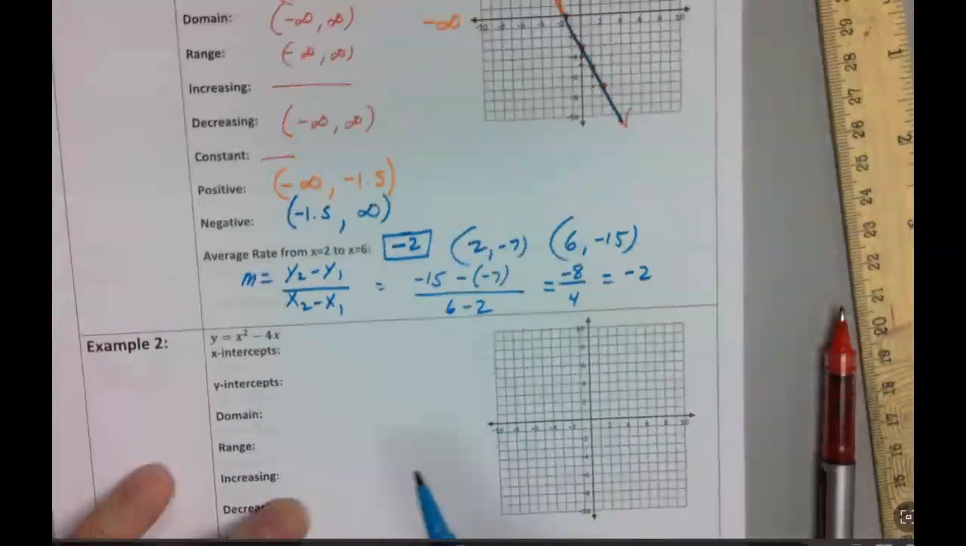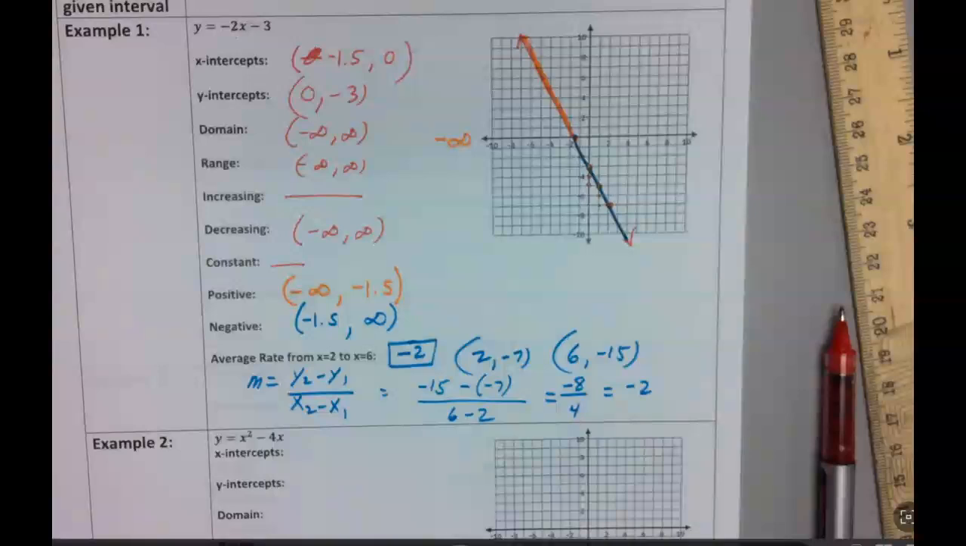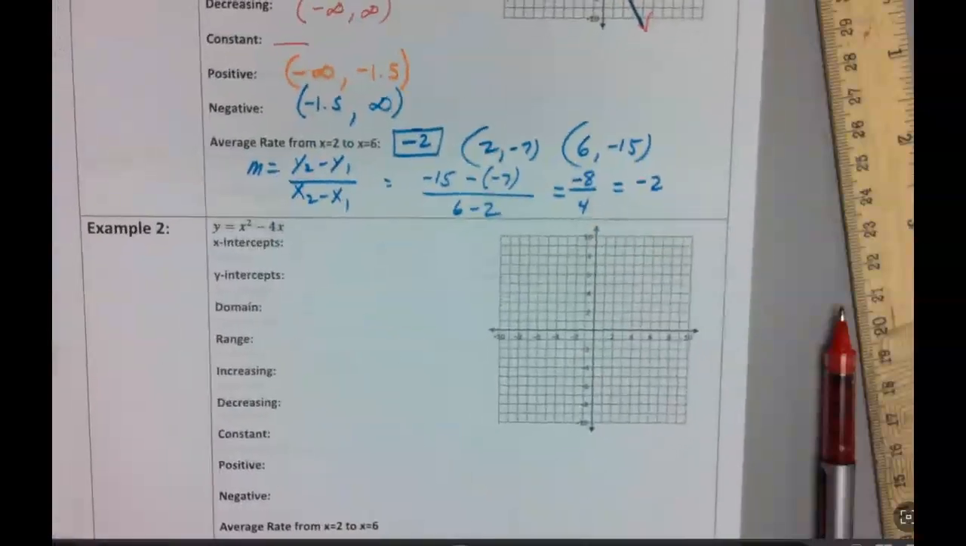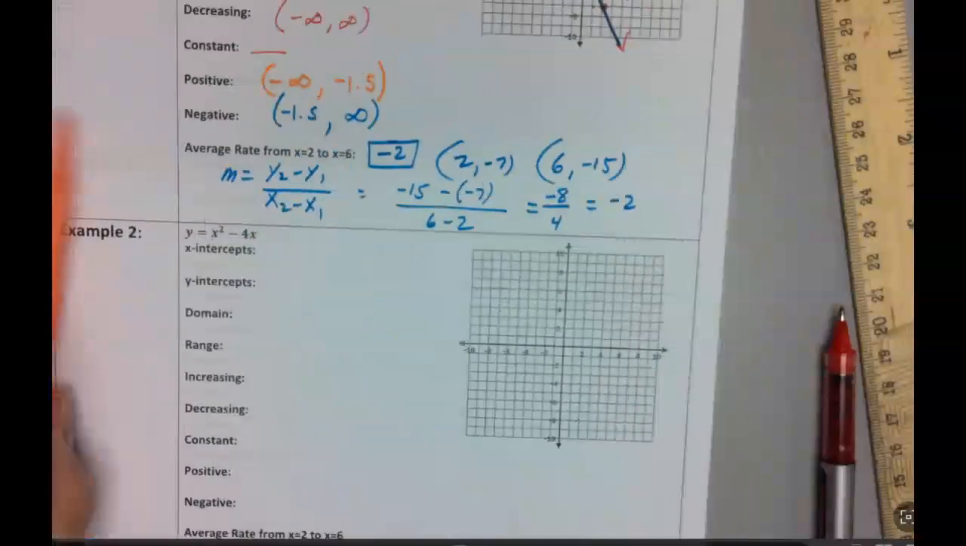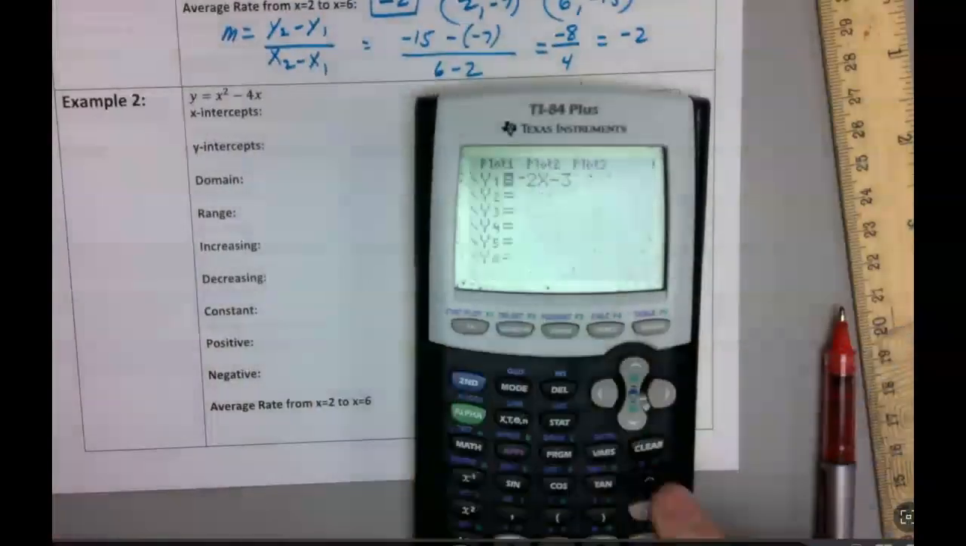And to be honest with you, you should know that. What's your slope? Negative 2. Okay? All right, let's do the next one here. y equals x squared minus 4. So I'm going to plug it into my graphing calculator. So y, I'm going to clear that out.